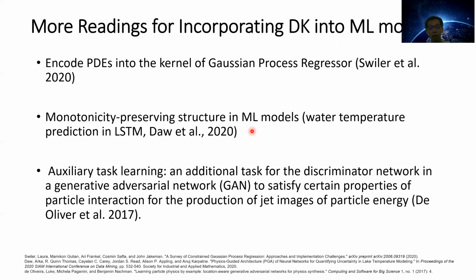And also in many scientific domains, such monotonic relationships commonly exist. For example, we know the relationship between water density and water depth. The denser water in a lake system should always stay in the lower part of the water column. There are also some previous works that have shown it's possible to preserve such monotonicity relationships in machine learning models, and by preserving such relationships, we can also improve our prediction performance.